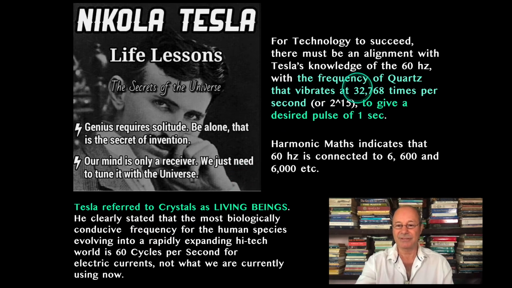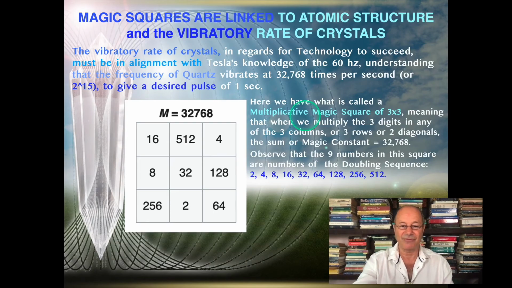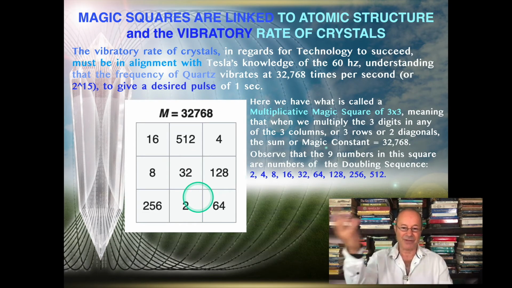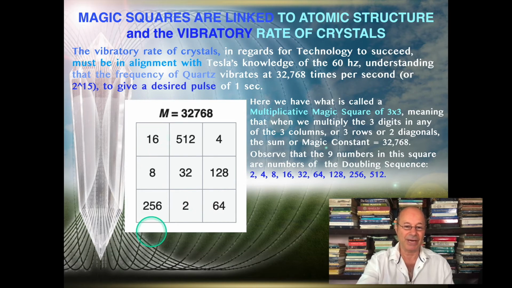He also said that crystals vibrate every second. A crystal vibrates at 2 times 2. If you multiplied 2 by 2 15 times, the number is 32,768 times per second. So he understood that this is what we call frequency or vibration. There's beautiful magic squares. Later on, when we talk about magic squares in other courses, you'll see that when you multiply any 3 numbers on this magic square, they all add up to that magic sum of 32,768, because this is the desired pulse of 1 second.